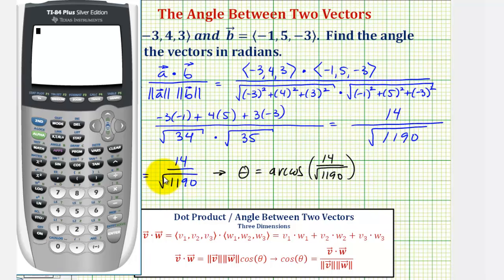Let's first make sure we are in radian mode, so we'll press the mode key. Notice how radian is highlighted here in the third row, so we'll go back to the home screen. We'll press second cosine for arc cosine or inverse cosine, and then we have 14 divided by the square root of 1,190, right arrow, close parenthesis, and enter. So notice how theta is approximately 1.1529 radians.